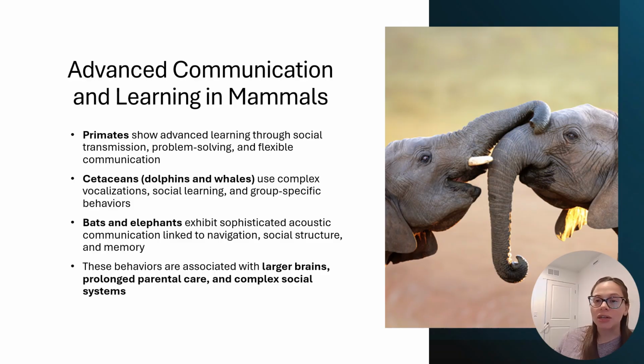But advanced communication and learning behaviors have evolved in several mammalian lineages, particularly those with complex social structures. Primates and cetaceans, such as dolphins and whales, rely heavily on social learning, allowing behaviors to be transmitted across generations rather than learned individually. These cognitive traits are supported by extended parental care and teaching, which contribute to ecological flexibility and long-term survival.